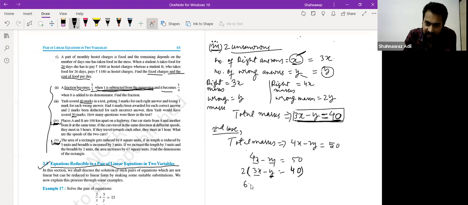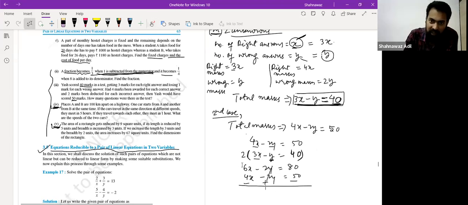So 6X minus 2Y is 80. And the other equation is 4X minus 2Y is 50. So again, we subtract. This becomes plus. So what would be here? 6X minus 4X is how much? 2X, and this is 30. So X is 15. So he got 15 correct answers.